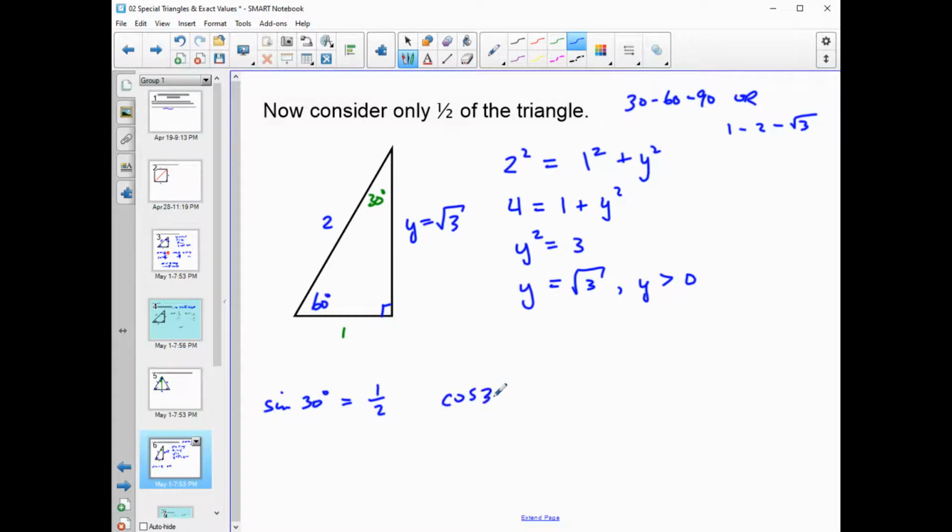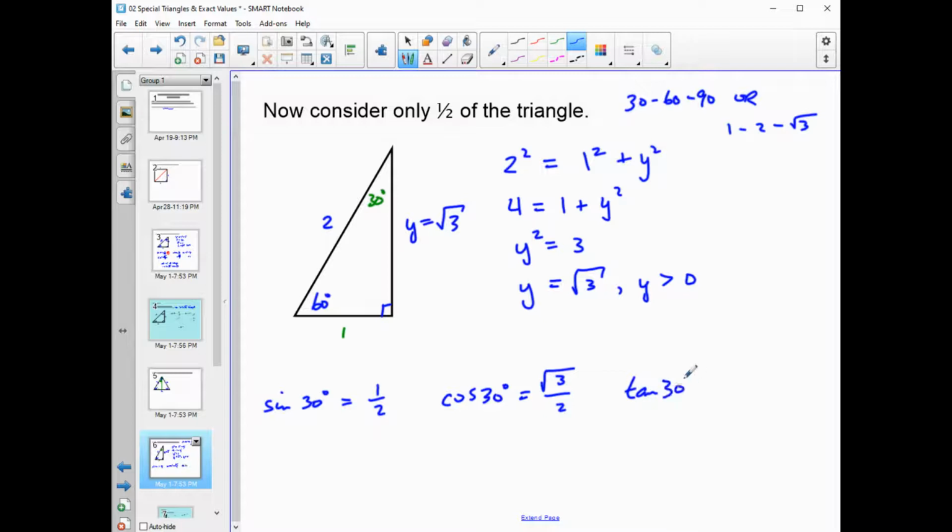The cosine of 30 degrees is going to be, starting with the 30-degree angle as my angle of interest, adjacent, which is root 3, over hypotenuse. And that's over 2. So root 3 over 2. I don't have to make any more adjustments. There's no rationalization to occur here.